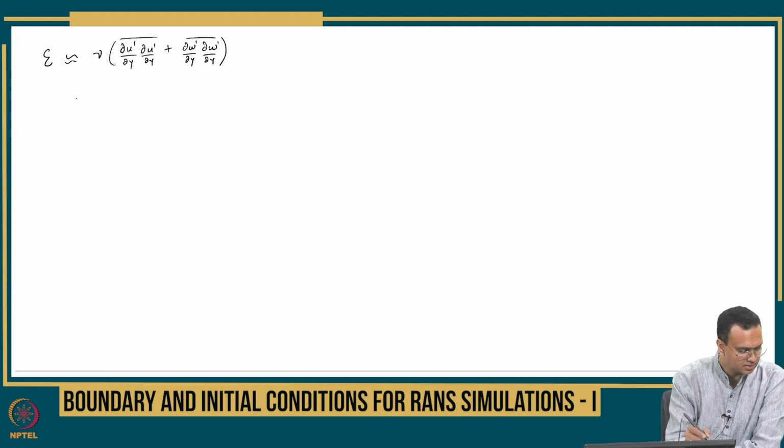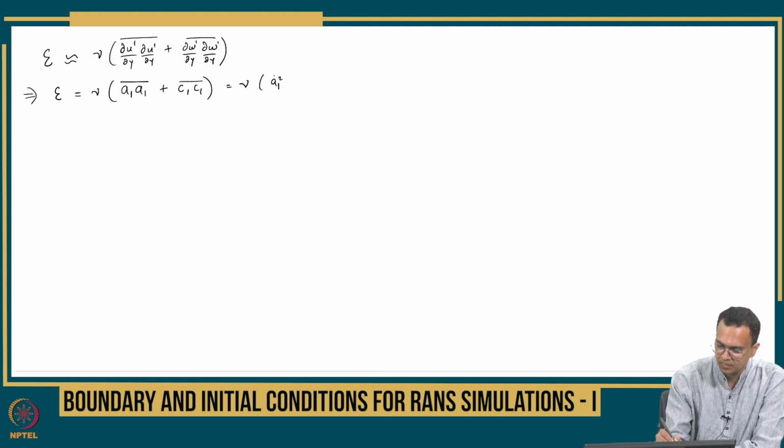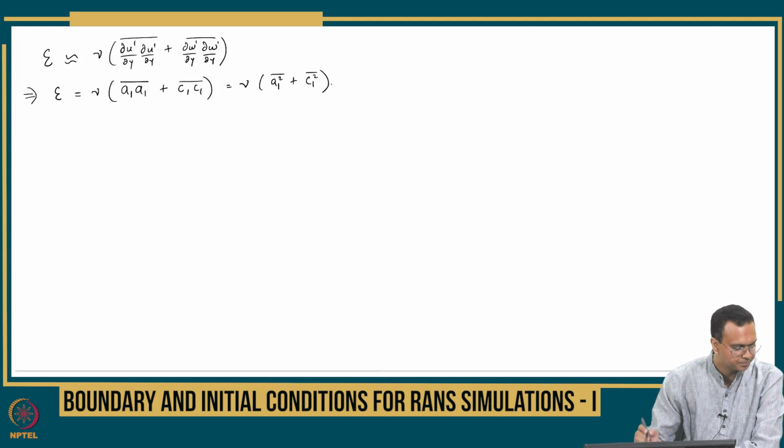So, I can write this essentially as, so epsilon, I would write this as nu of a1 average, it is a correlation term, plus c1 average, or can write this as a1 square average plus c1 square average. Let us call this equation 1 here.